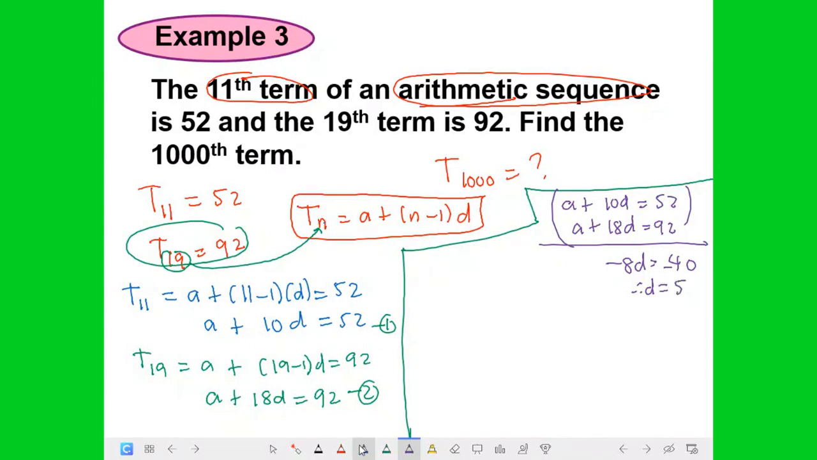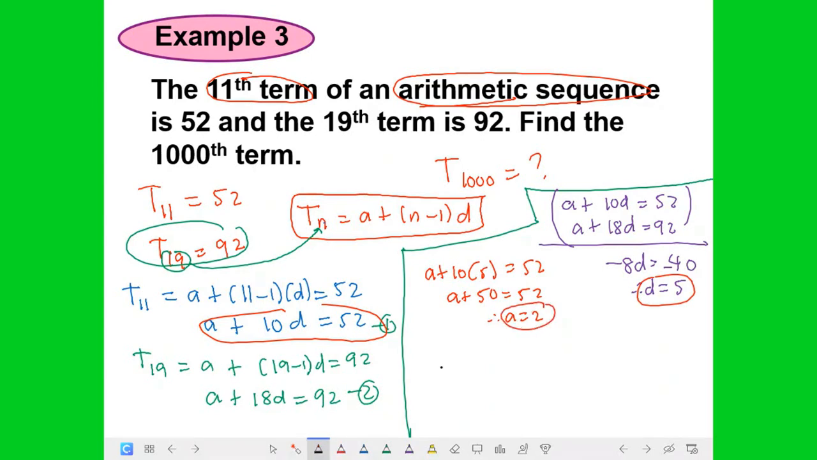Okay, and find A. Substitute A in here? A plus 10D is equal to 52. A plus 50 is 52. Therefore, A is equal to 2. So, we get that.